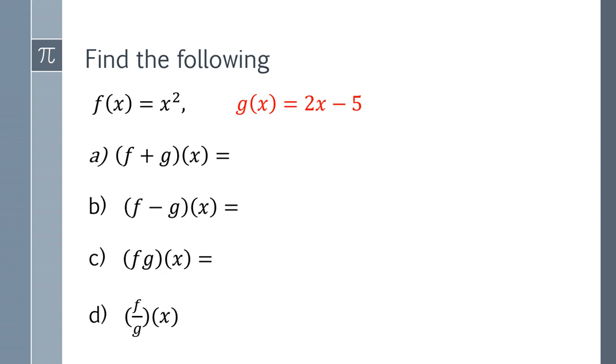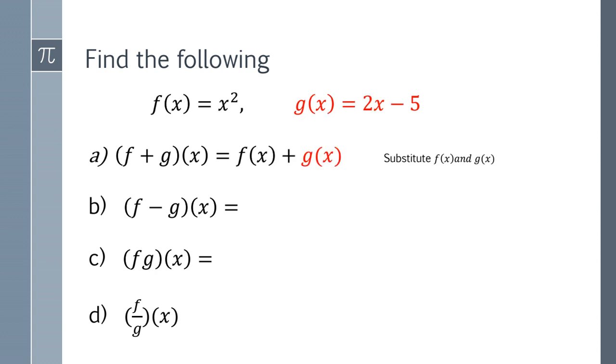Let's start with the first one. Again, I like to separate it or do what it's actually asking me to do. F plus g of x wants me to add f of x with g of x. Then all I have to do is substitute. F of x is x squared, g of x is 2x minus 5, and simplify. Simplify means if I can combine like terms. Unfortunately, on this problem, all three terms are different, so there's nothing that I can simplify, so that's going to be my answer. X squared plus 2x minus 5.